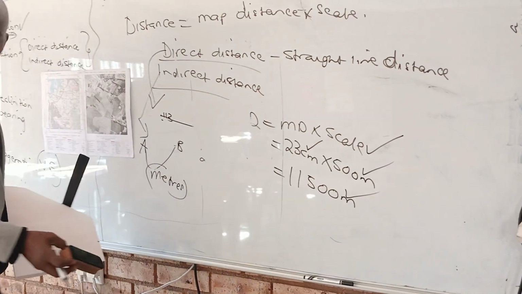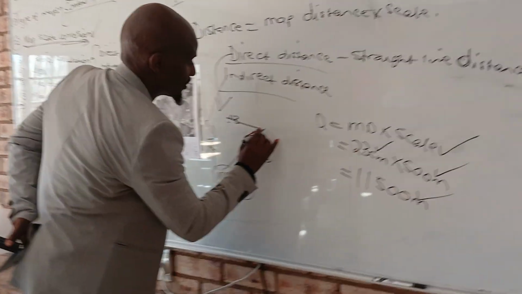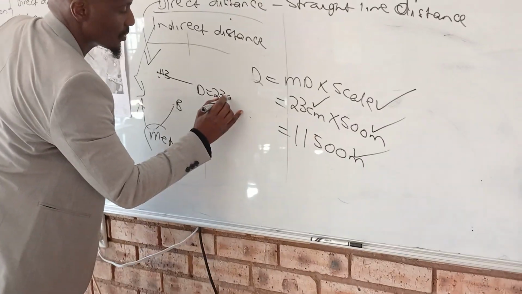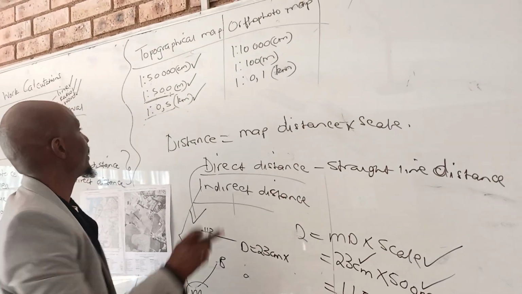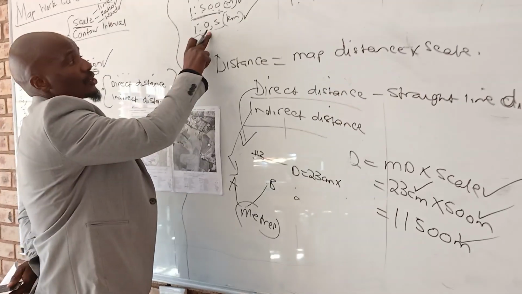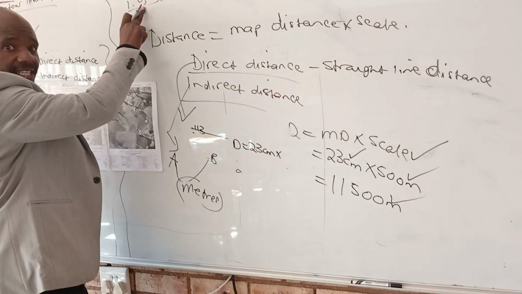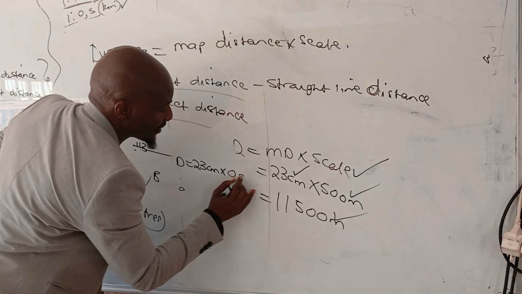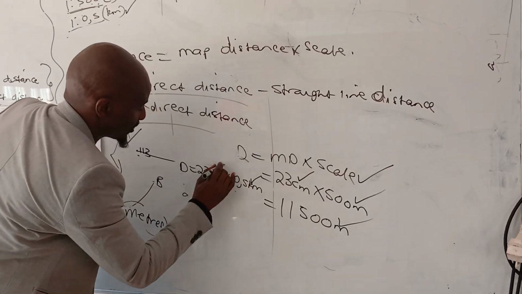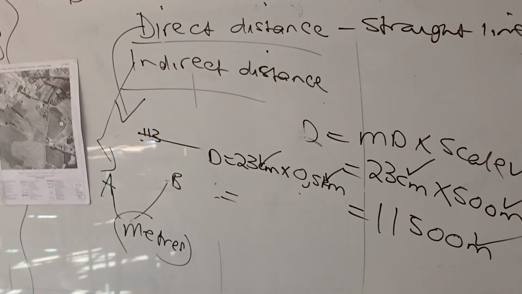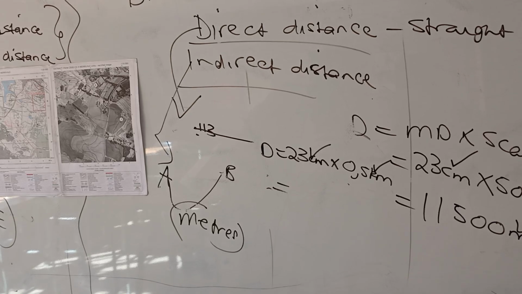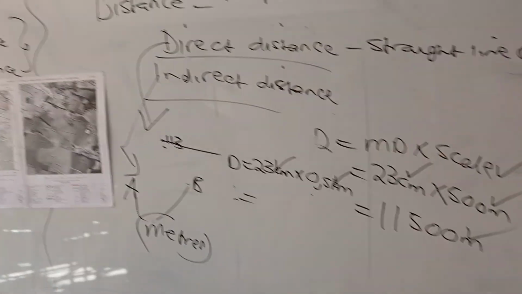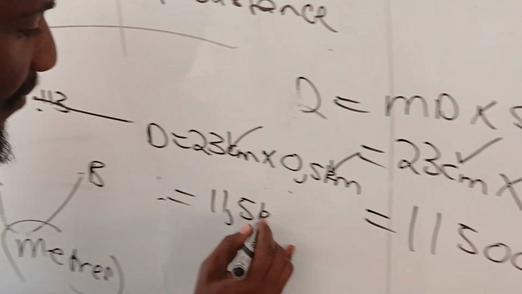I've got my distance. Distance is equal to 23 centimeters multiplied by. Now that I'm calculating and need to write my answer in kilometers, I'm using 0.5 kilometers. You see the importance of converting the scale. So I'm going to use 0.5 kilometers. Take note, this is important. 23 multiplied by 0.5 is equal to 11.5, which means I'll have 11.5 what? Kilometers.